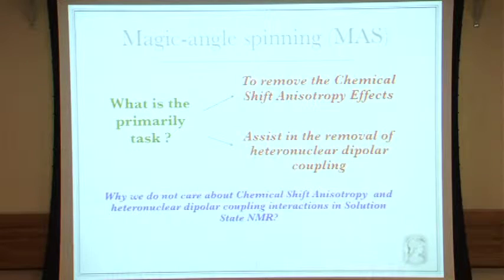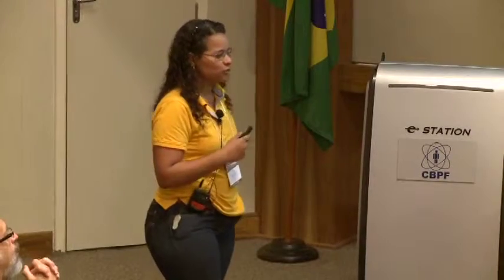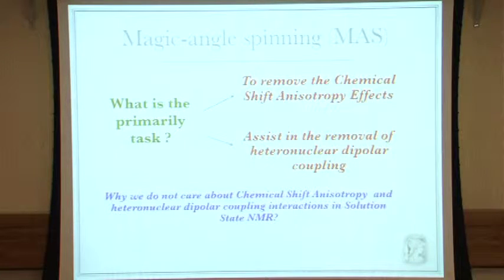There are two types of solid state, not only this one. You can use static too. In general, the group of Opella uses it to solve some questions concerning membrane proteins. But in my case, I'm using magic angle spinning. Our idea is to use magic angle spinning to have the same behavior as a sample in solution. So we will try to remove the chemical shift anisotropy effects and assist in the removal of heteronuclear dipolar coupling. I'm not talking about homonuclear here because it's really huge, but we can decrease this effect too.